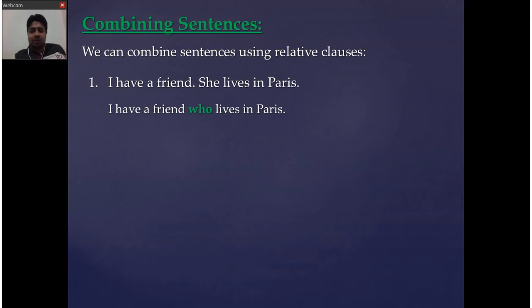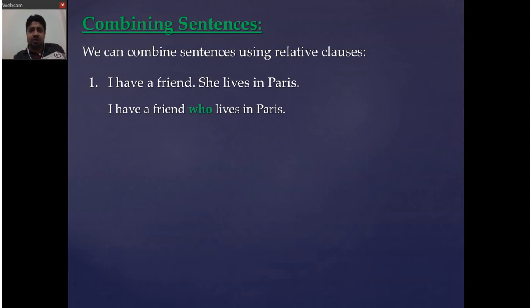Now, what we did here is that we deleted the full stop because obviously we want to make them one sentence. Secondly, we deleted this pronoun, she. Where is it? It's not there. I have a friend who lives in Paris. She is gone, because we don't need to repeat the same pronoun when we combine relative clauses. This is one of the common mistakes among learners. I'm gonna touch upon that in a minute.